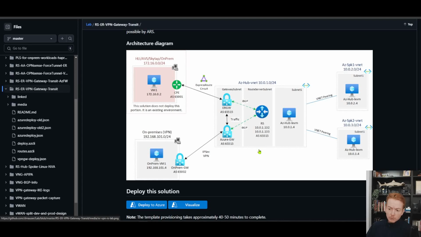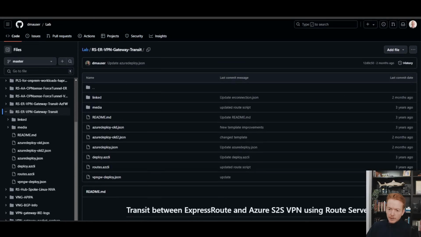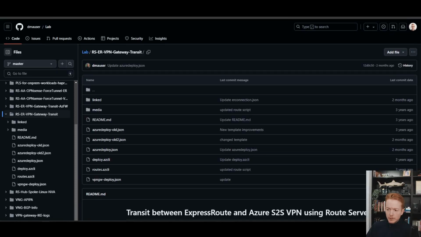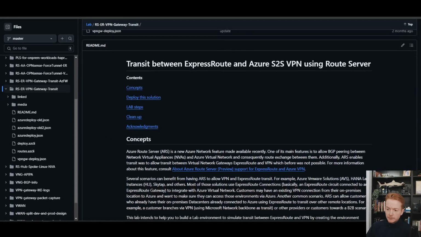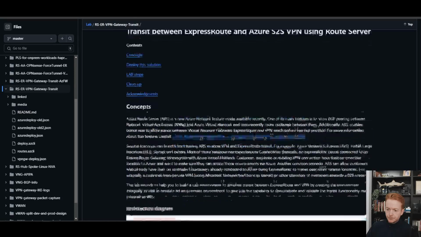This is all based on one of my colleagues, Daniel Mauser's GitHub repository. So I'm sure you know Daniel. If not, check out his work. He documents these lab topologies, and this one is quite old now from when Route Server first came out, but it still works perfectly, which I guess is a testament to the backwards compatibility of the Azure API, etc.